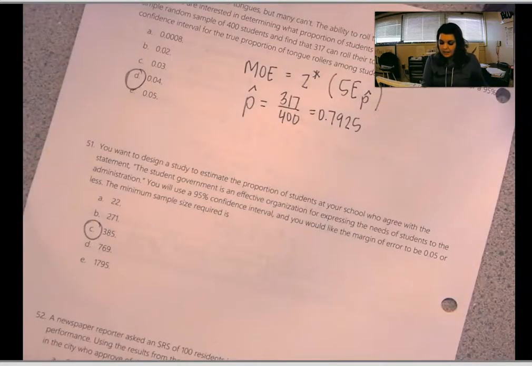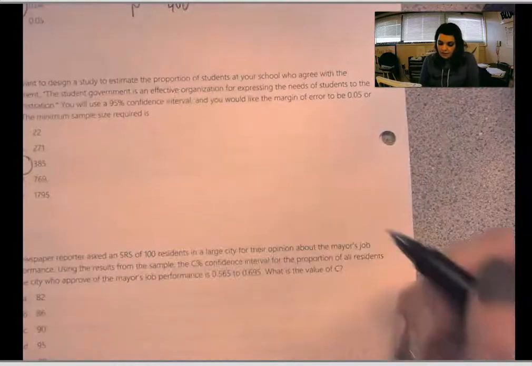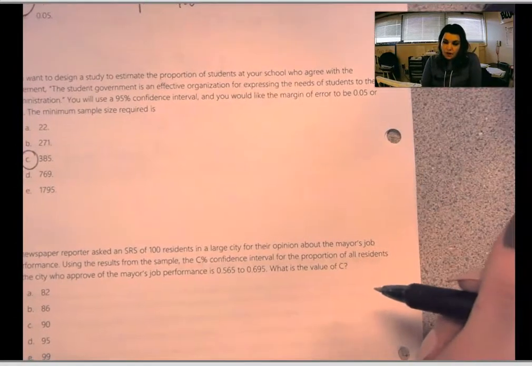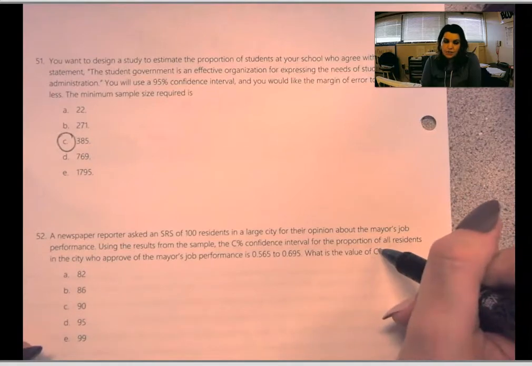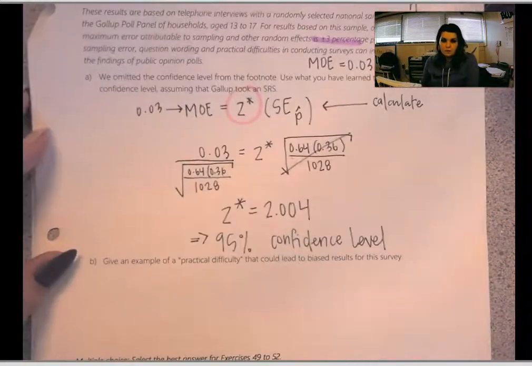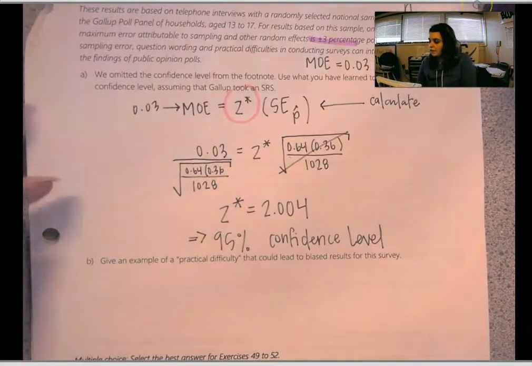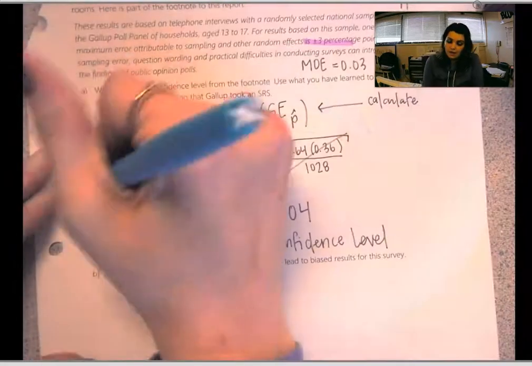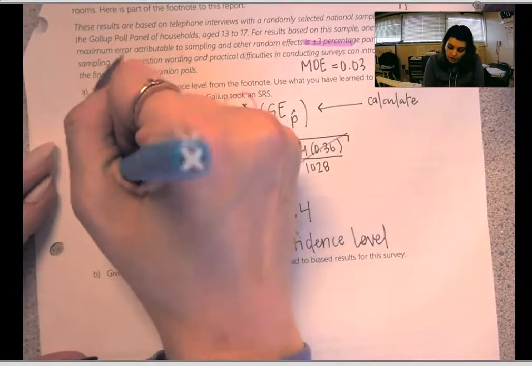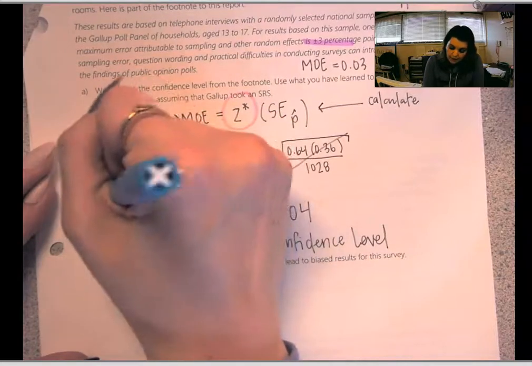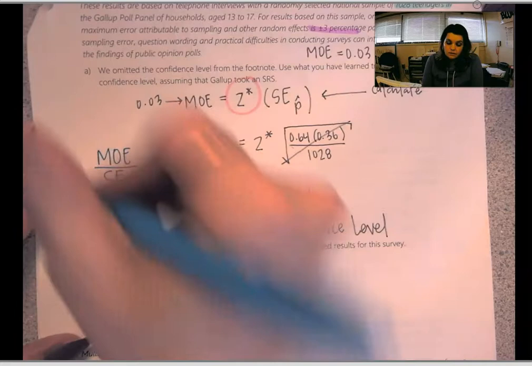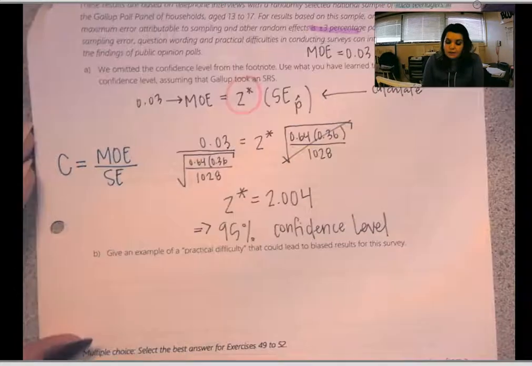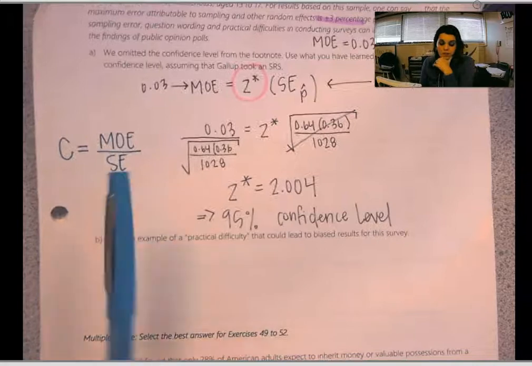And then lastly, 52 wants us to find the confidence level. Capital C is your confidence level. Well, luckily, we just did one of these. And what I realized in doing this is that anytime I want to find the confidence level, I can take my margin of error and divide it by my standard error. If you want to know your confidence level, you can use this formula every time.